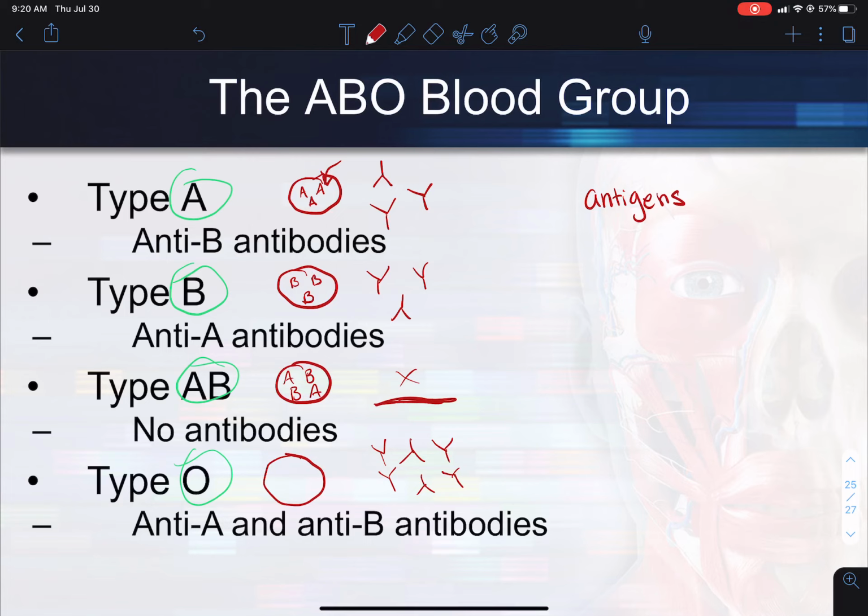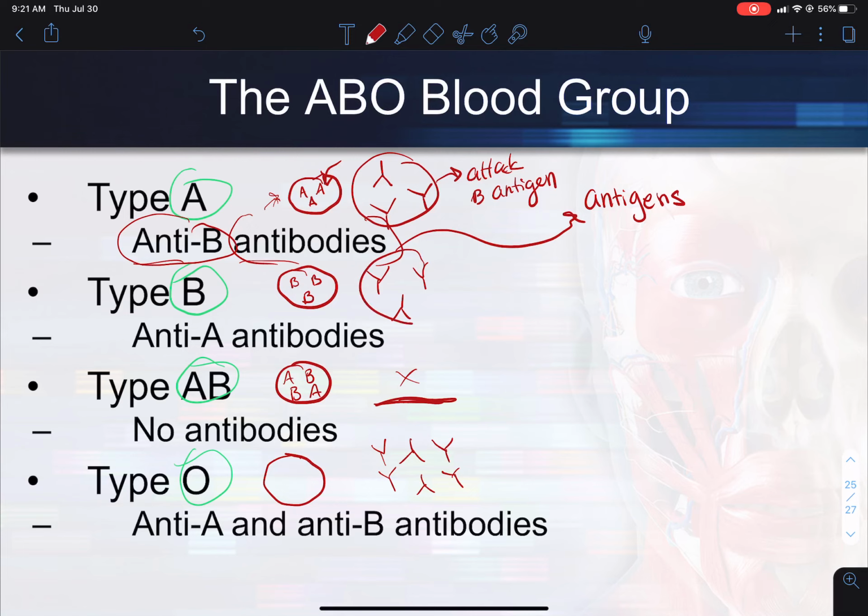All right, what about the antibodies? So antibodies, there's a lot of anti here. Anti, right? So antibodies, let's just focus on those. Antibodies are going to target antigens, okay? Antibodies are going to attack antigens. So if we have an anti-B antibody, that means we are attacking B antigens, right? And this makes sense for type A blood, right? Because if we have A antigens on the cell surface, but no B, anytime we get exposed to B, we should probably attack it. So these are all going to attack B antigens. These are all going to attack A antigens.